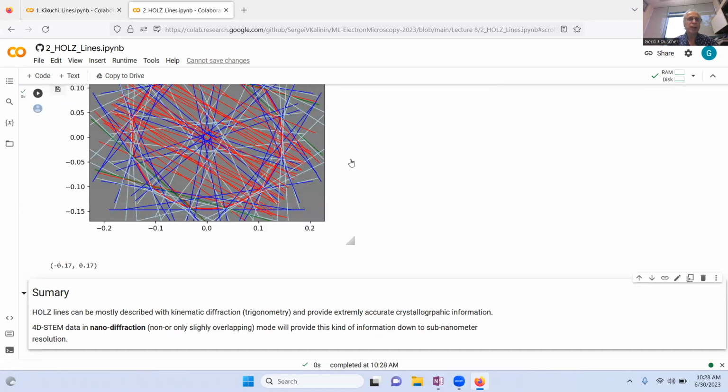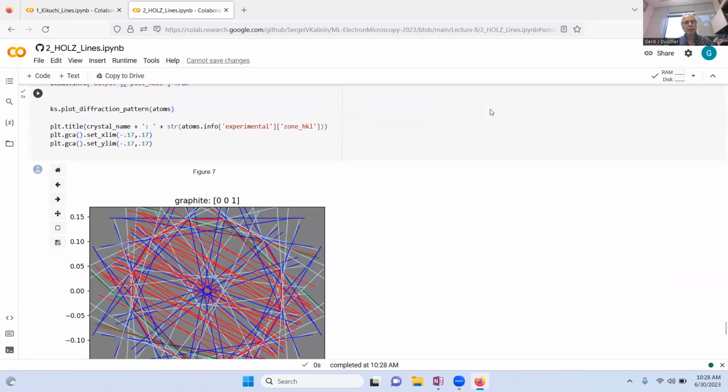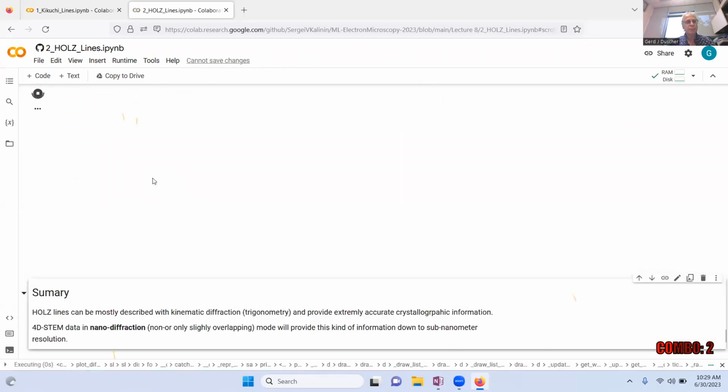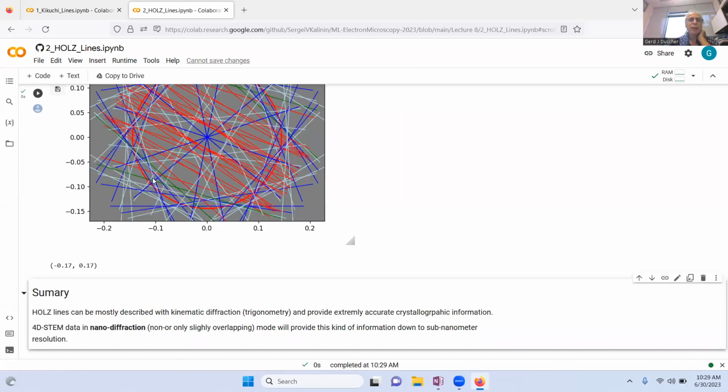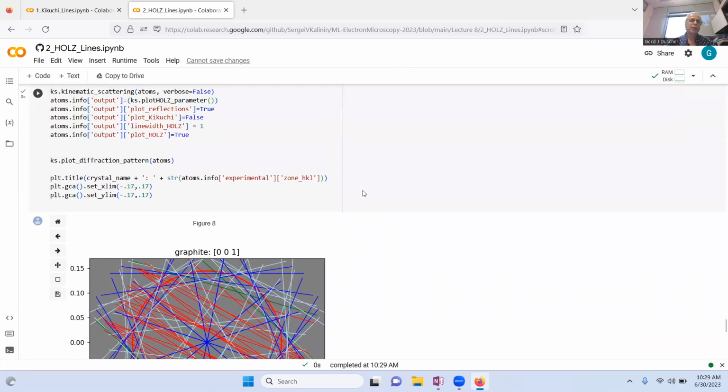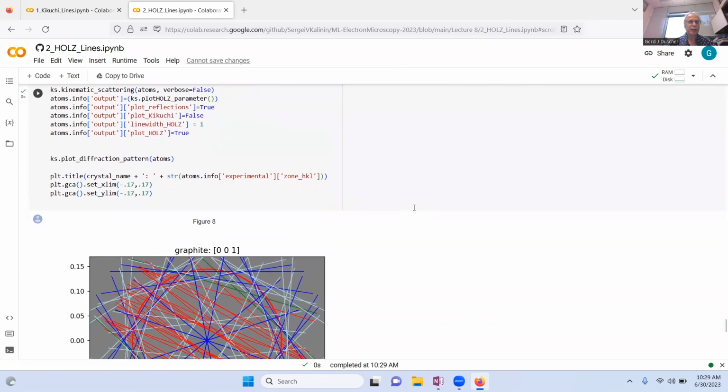That's the full diffraction pattern. And then it calculates, you see that the inner polygon in the middle gets smaller. And if you play around with it at 60.49, all of these Holz lines collapse in a single point. So it means, and let's see how accurate we can do that.